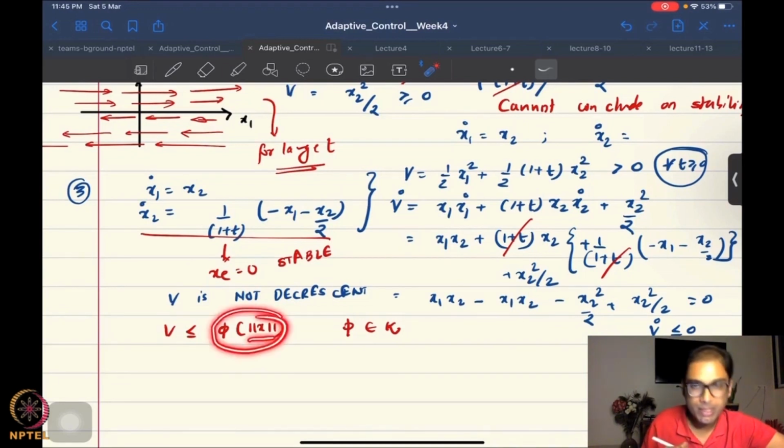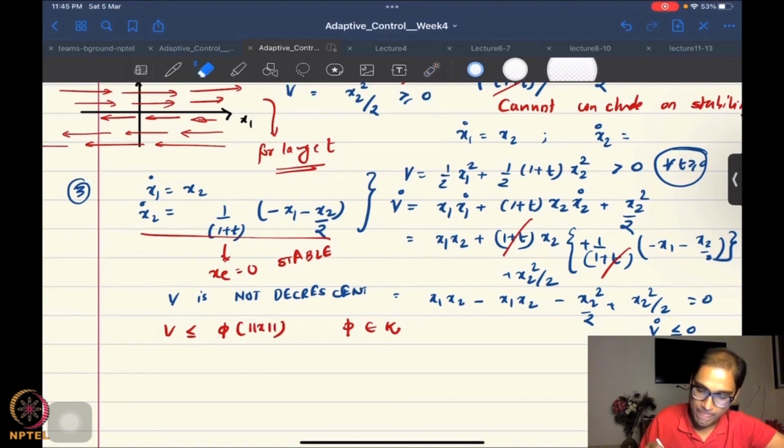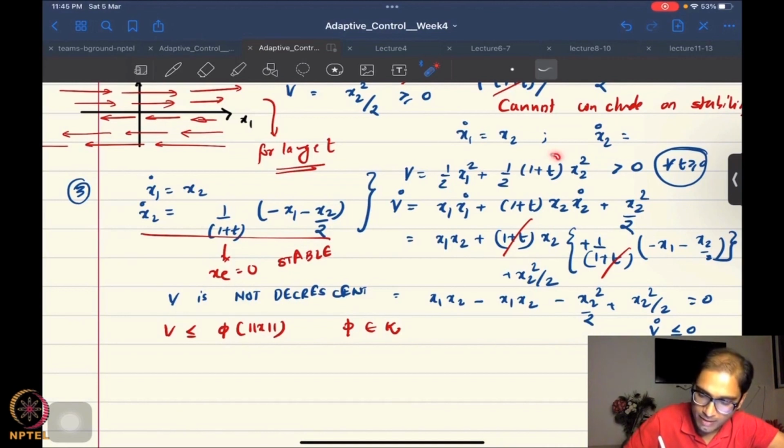I fix any particular value of the state. So the right hand side becomes a constant. Once I fix x, the right hand side is a constant. But notice the left hand side is an increasing function of time. x1, x2 are constant, no problem, just as the right hand side. But this is an increasing function of time. So I will keep pushing up time.